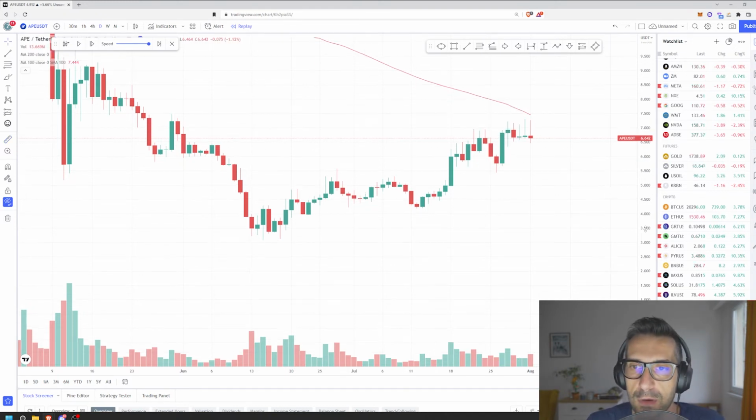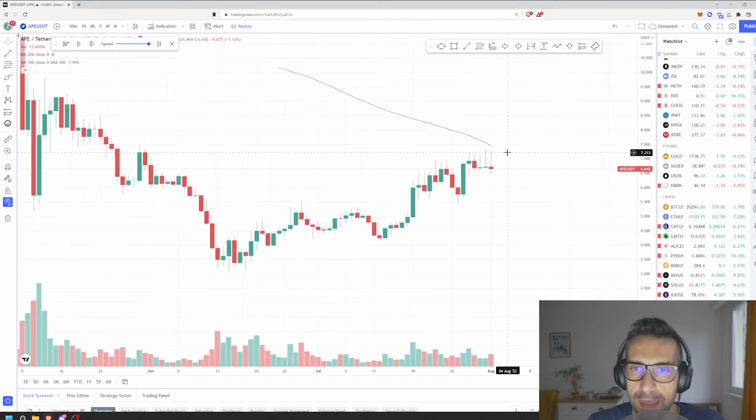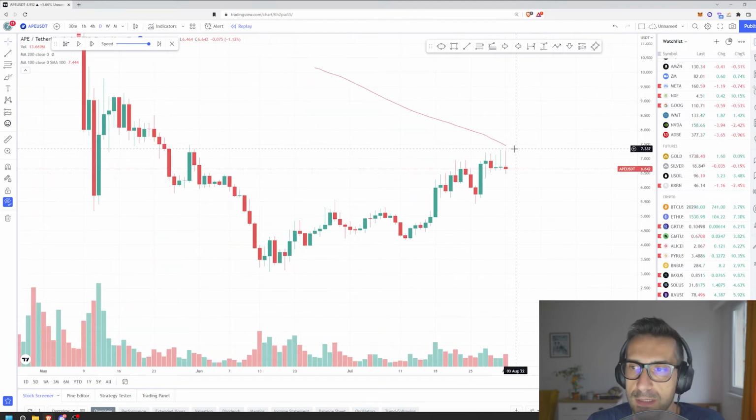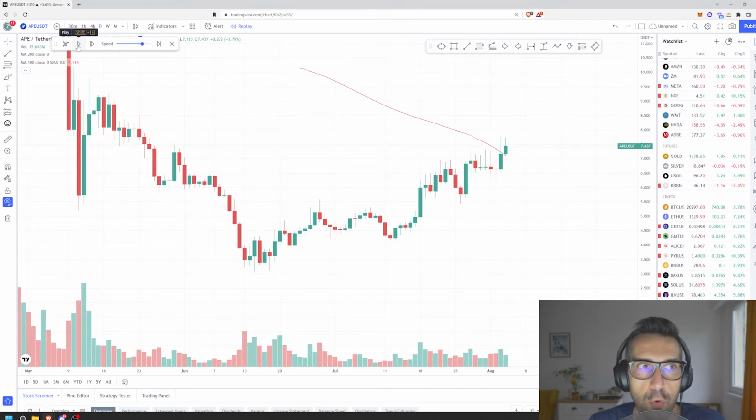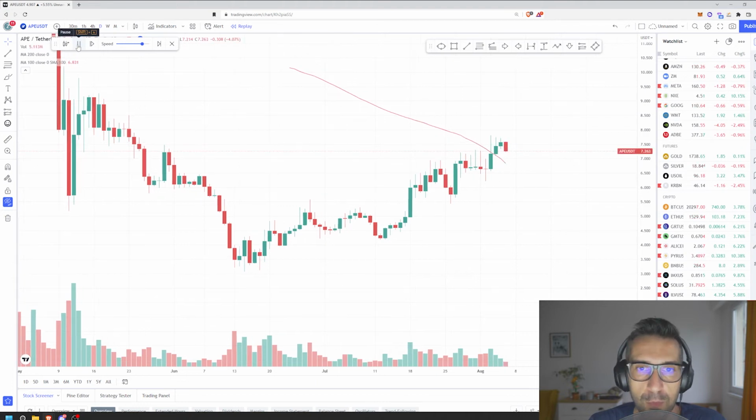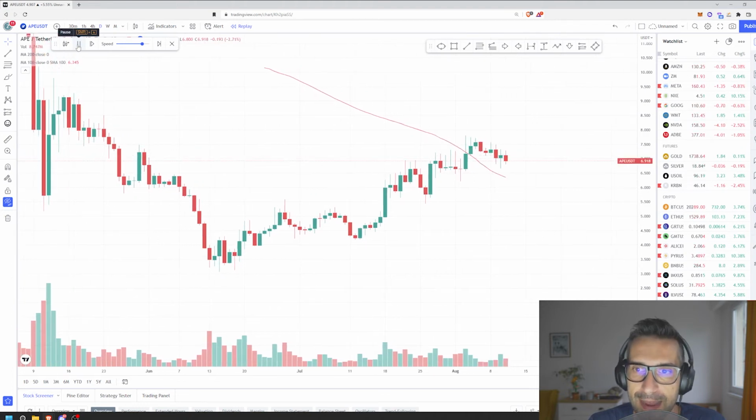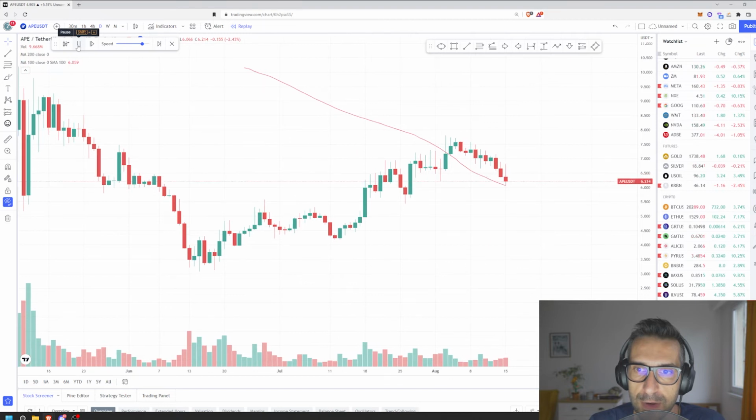And as you can see here, what happened next on ApeCoin, we hit some resistance around $7.50, and for several days it was trying to break out above this level, but it wasn't. And we had a lot of wicks to the upside. And what happened next is that we broke above it, but after that momentum slowly kind of died out, and as you can see we started trending downwards.